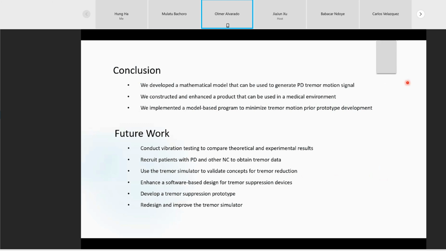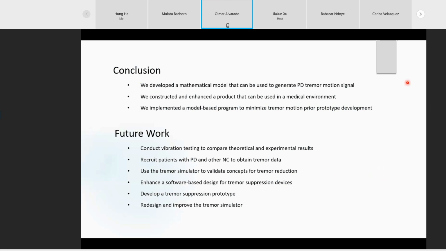Unfortunately, there were many things that we were not able to complete. But for our future work, we would like to do some vibration analysis, mainly to determine if the signals that are generated on the simulator match the theoretical ones.